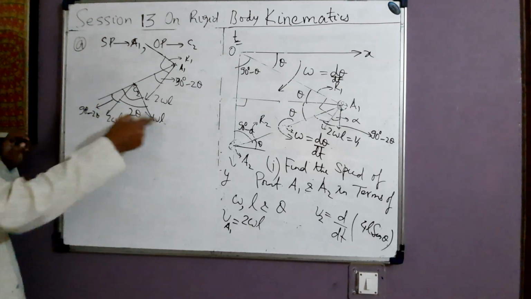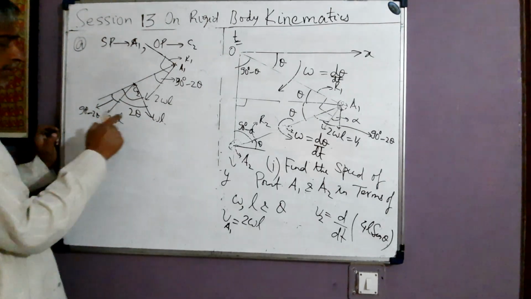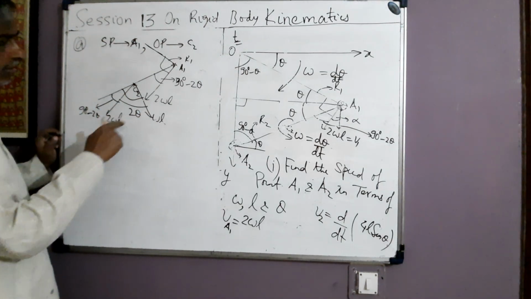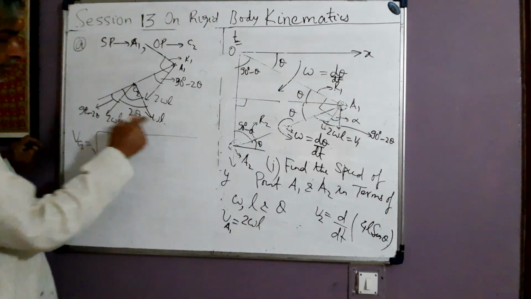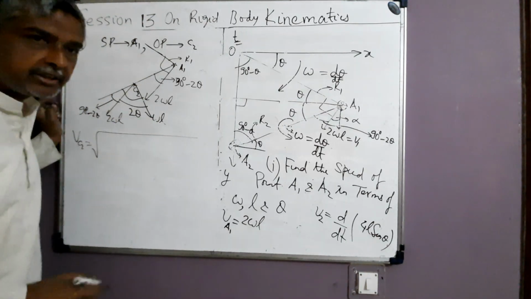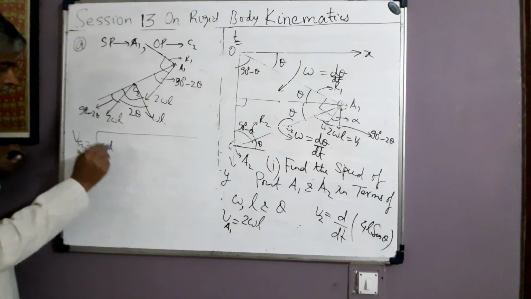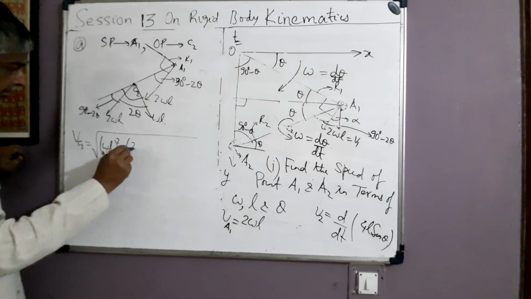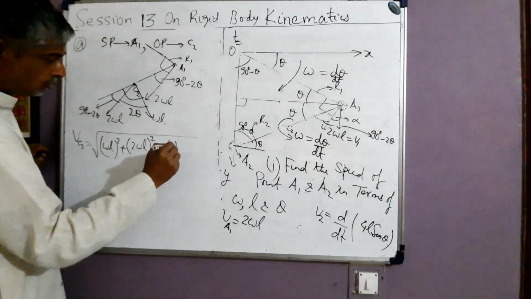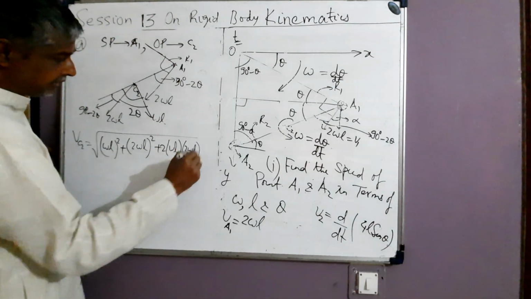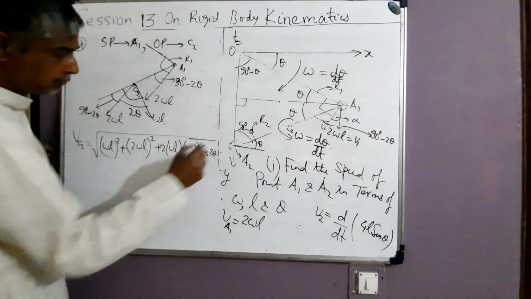So now we combine these two vectors. If we combine these two vectors by parallelogram law, we get the speed of C2. The speed of C2 is root under vector sum of these two. We apply the parallelogram law of vector addition. So this becomes omega L whole square plus 2 omega L whole square, plus 2 into omega L into 2 omega L into cos of 2 theta.